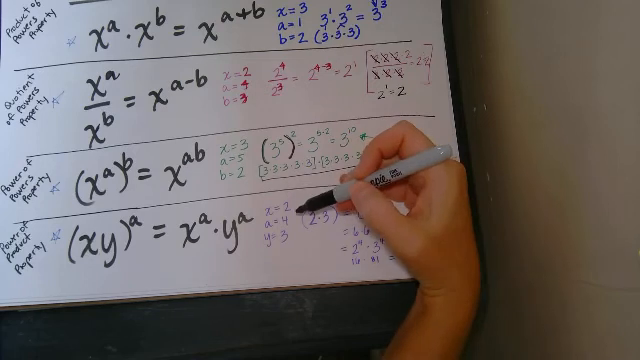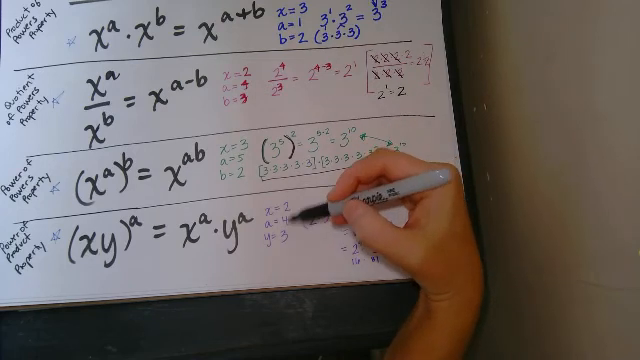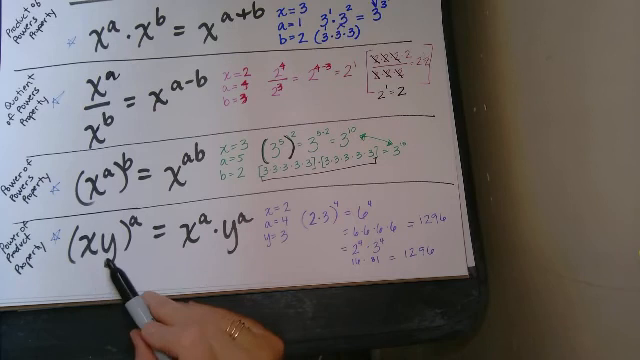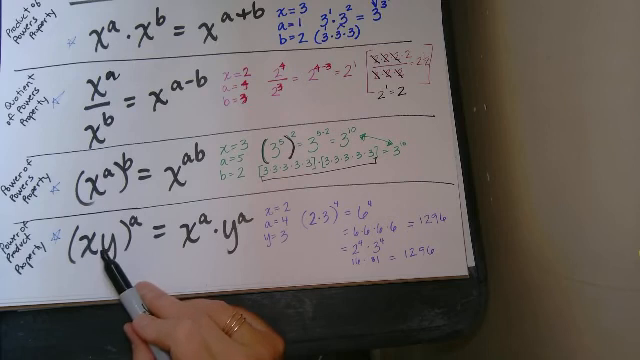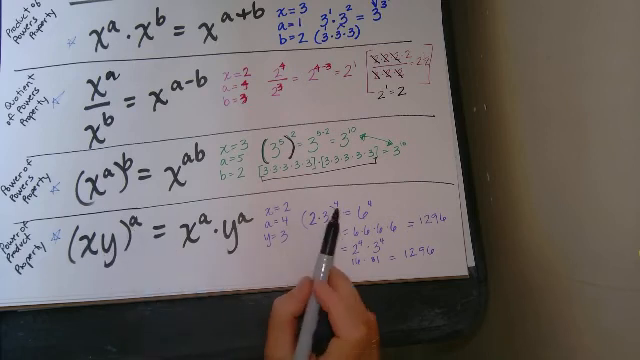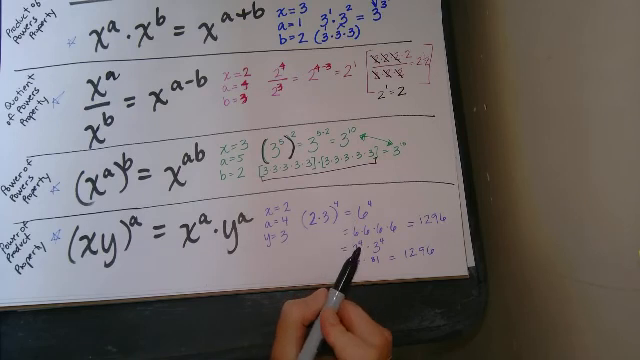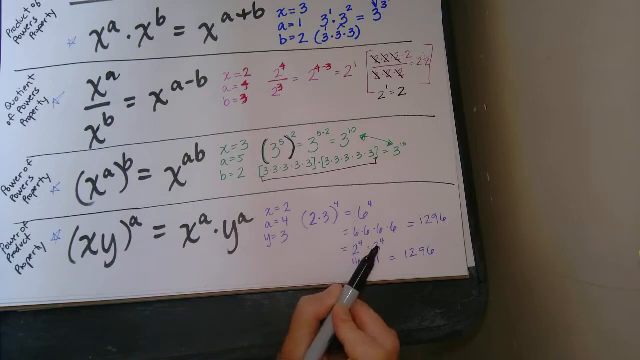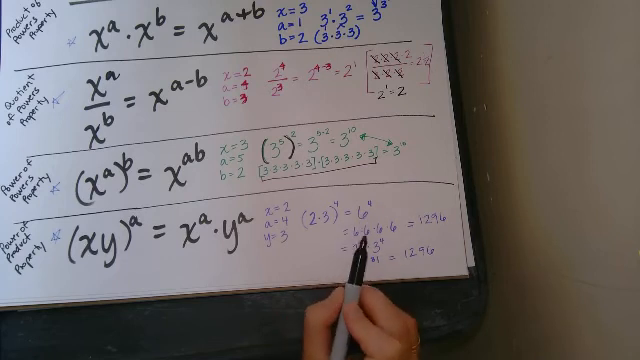So to substitute in some numbers so you can see how this works, we're going to use 2 for x, 4 for a, and 3 for y. So that means that we have 2 times 3 inside our parentheses, and we're raising it to the power of 4. We know that 2 times 3 is 6, and so that would be equal to 6 to the power of 4, which would be the same as 2 to the 4th times 3 to the 4th. And let's see that that is in fact true.